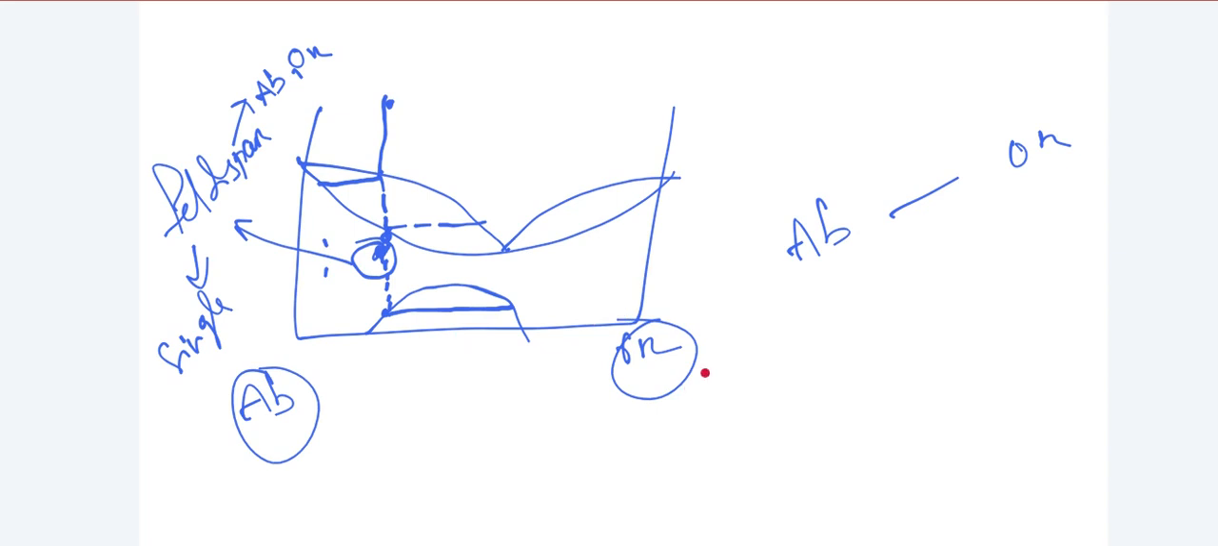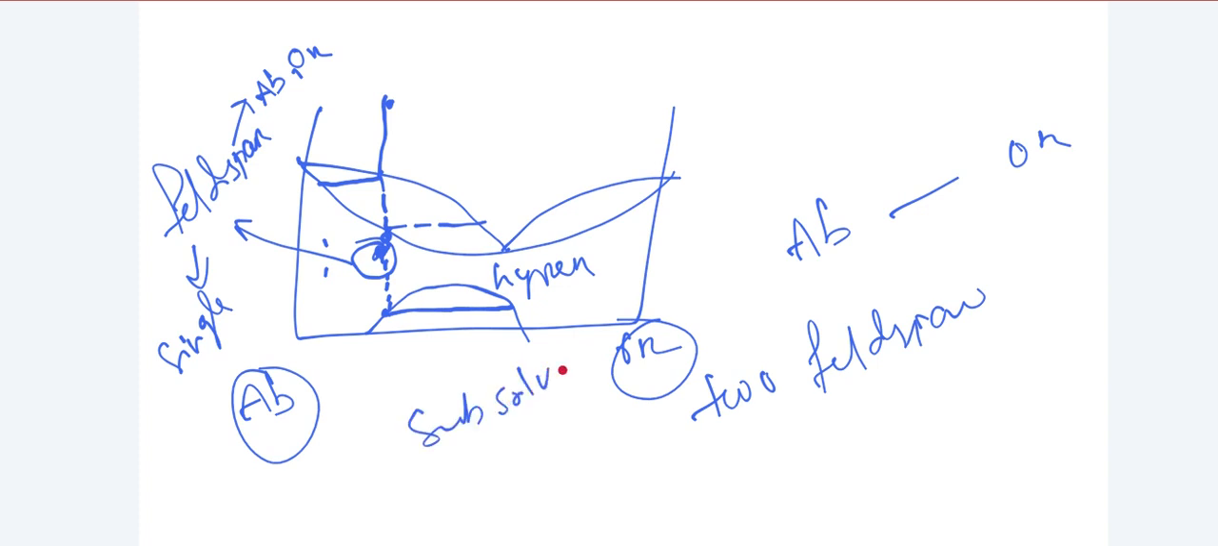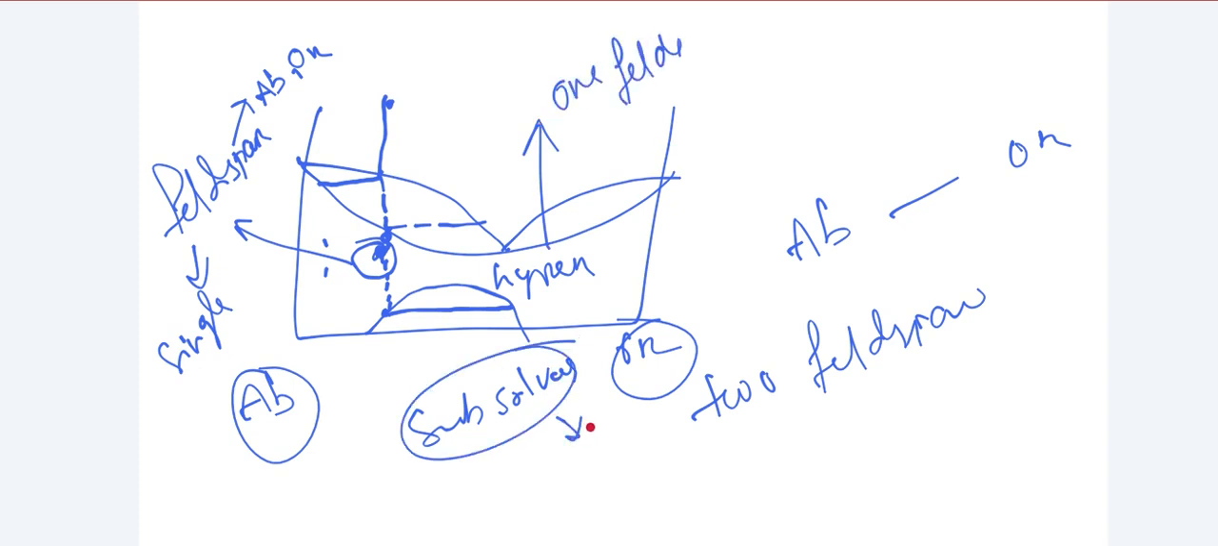Now two feldspar is the result. So above this solvus, this is known as hypersolvus. Below this solvus, this is known as subsolvus. Now you can say hypersolvus means one feldspar, subsolvus means two feldspar.